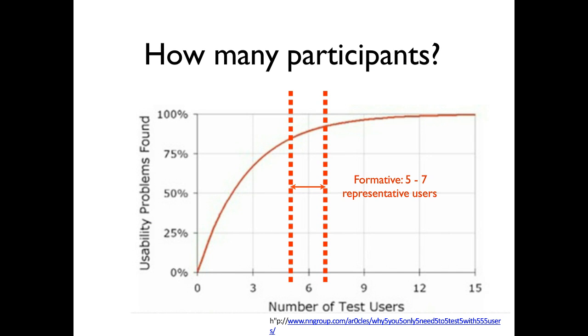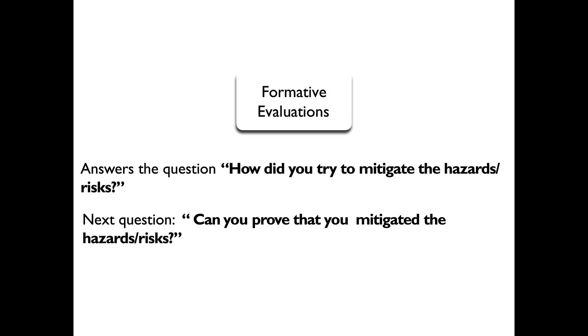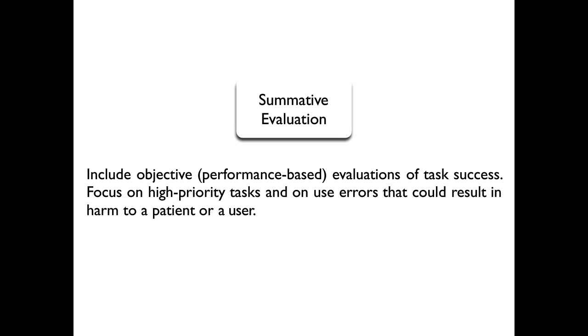And the next question is, can we prove that we've mitigated that hazard or risk? So in order to prove that we have, we go through what is referred to as summative evaluation. This includes objective performance-based evaluation of task success. Here we are going to have to increase the sample size because we do want to show statistically that it is better. We focus on high priority tasks and on tasks that are related to patient safety. We can't test everything on certain medical devices, but we'll really focus on the ones that could be related to safety.